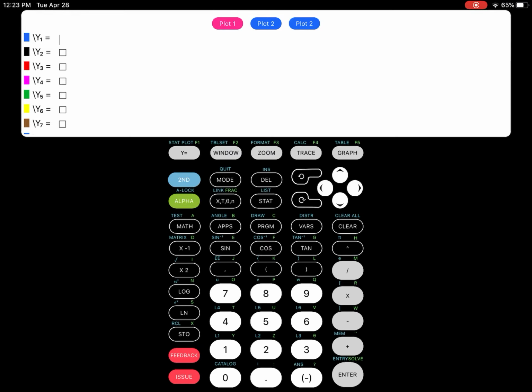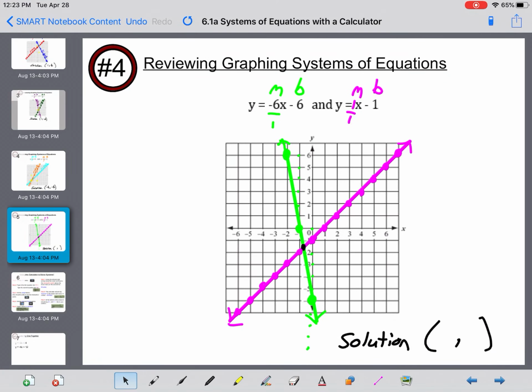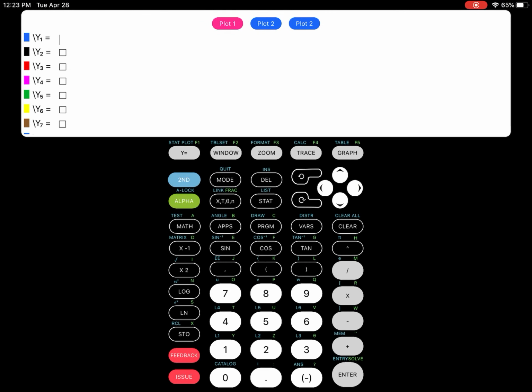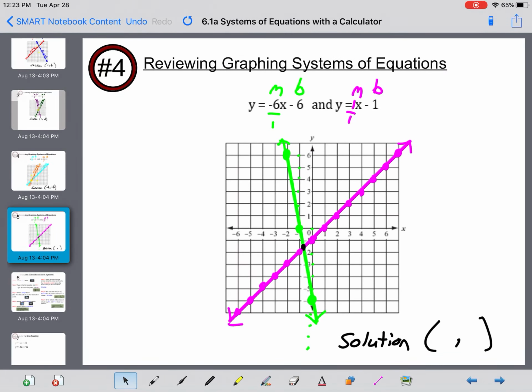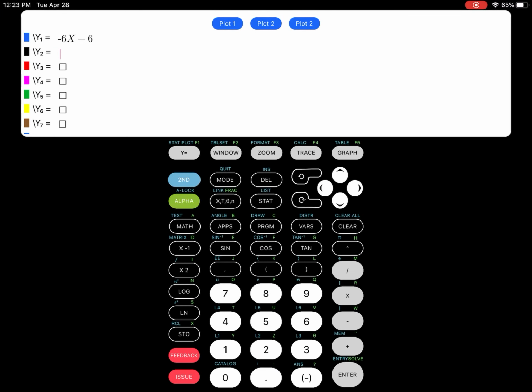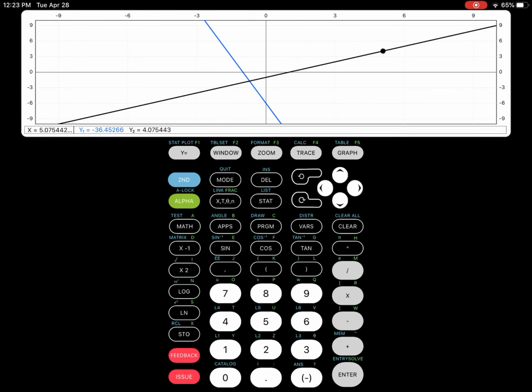You're going to hit the y equals, and we should get a list of y's in the window at the top of the screen. We are going to type in the two equations that we are trying to solve, which is negative 6x minus 6. So go ahead and type that in first, negative 6x minus 6. Then go down to y2, and we're going to put the second one in, y equals x minus 1. I'm going to hit graph. And this is exactly the graph that we just plotted on our own pieces of paper, on our own packets.